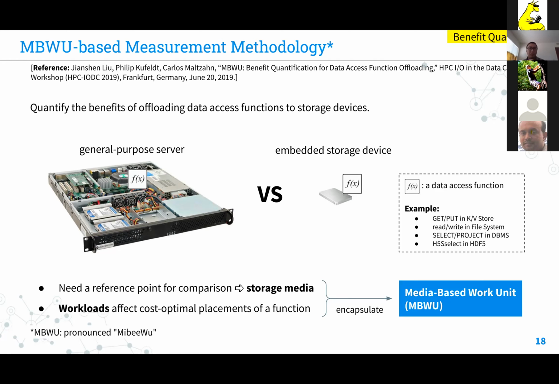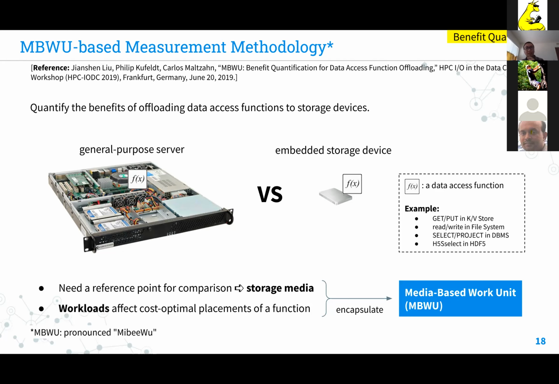In this methodology, we focus on the problem of how to compare whether a function should be running on a general purpose server or on an embedded storage device. We proposed the idea to encapsulate two things, the storage media and the workload, so that we can create a reference point for the comparison. The reference point is exactly a performance metric, and we call the metric the media-based work unit, or MBWU.